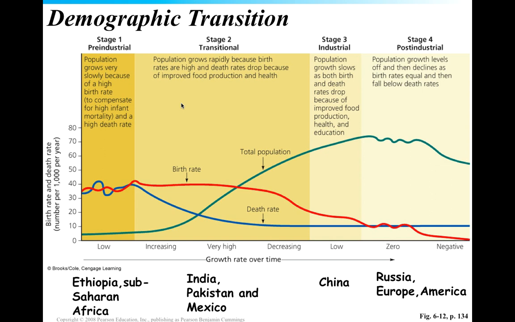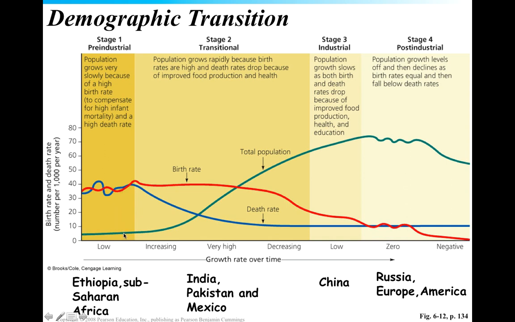Stage one is the pre-industrial stage, before the Industrial Revolution. This is what was happening in most countries. You'll notice that the birth rate, the red line, is really high. But the death rate is also really high, because you don't have sanitation, you don't have medical advancements, you don't even have soap and water. So your total population in the first stage is relatively low, because you have a high birth rate, but you also have a high death rate.